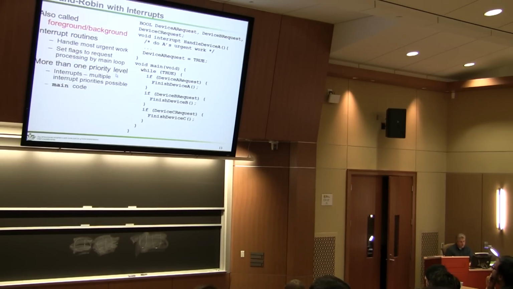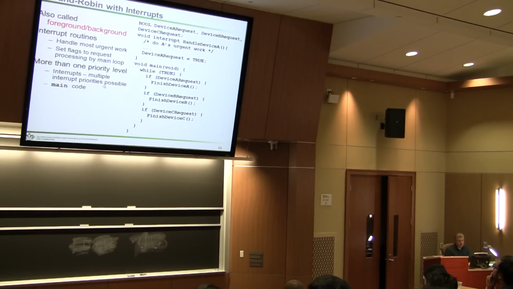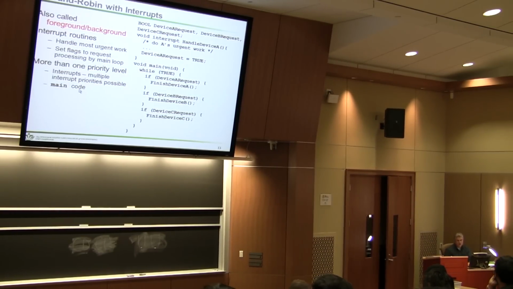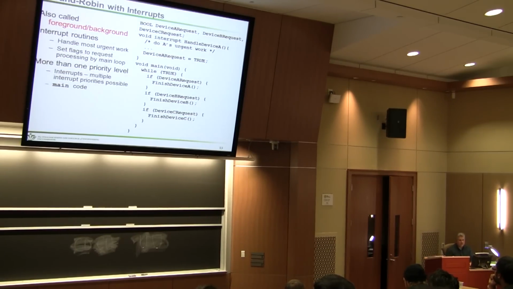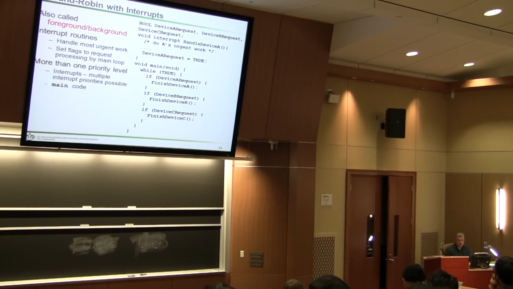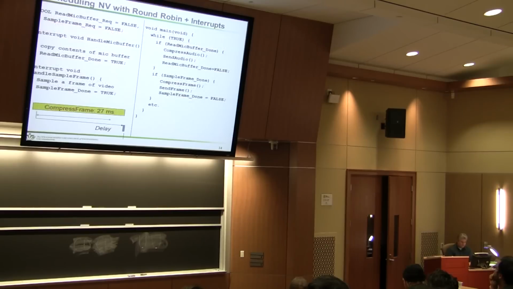But if you want more than one priority level, then you're going to have multiple interrupt priorities possible. And you'll have to put that in the main code. So maybe in the main code, you'll have different loops that will run depending on if it's the highest priority versus the lowest priority.